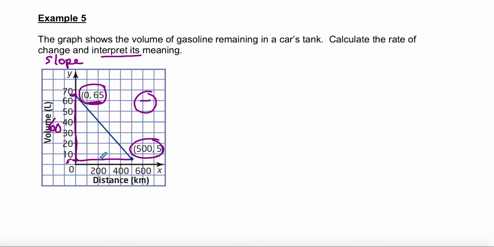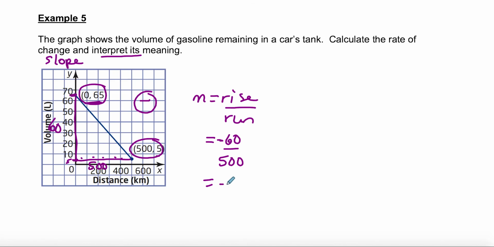And what about our run? It goes from 0 over to 500. So you're definitely not just counting the squares here. This is worth 500 kilometers. So it's 60 over 500, and that is our slope or our rate of change. We have to remember that we do have a negative slope though here, so negative 60 over 500.